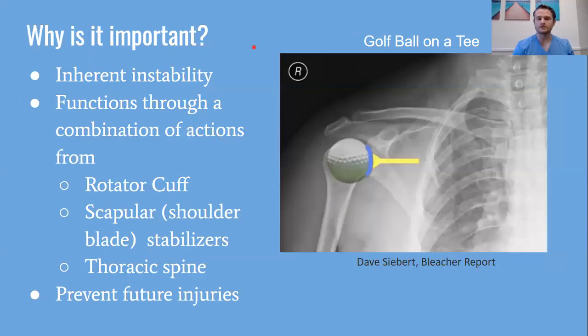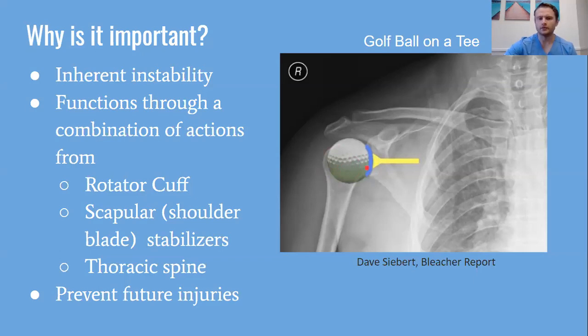So why is the shoulder important? Why are we talking about it? Well, the shoulder itself, as the video talked about a little bit, is not stable, right? So imagine you have a tee and then you have a ball, a golf ball on top. Inherently, the size of that ball compared to that tee is not proportional, right? So that ball is inherently unstable on the tee. And that's kind of what a shoulder joint is.